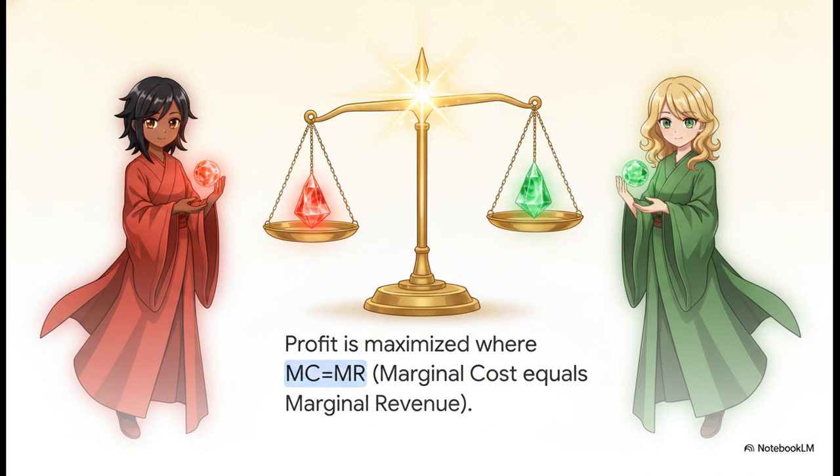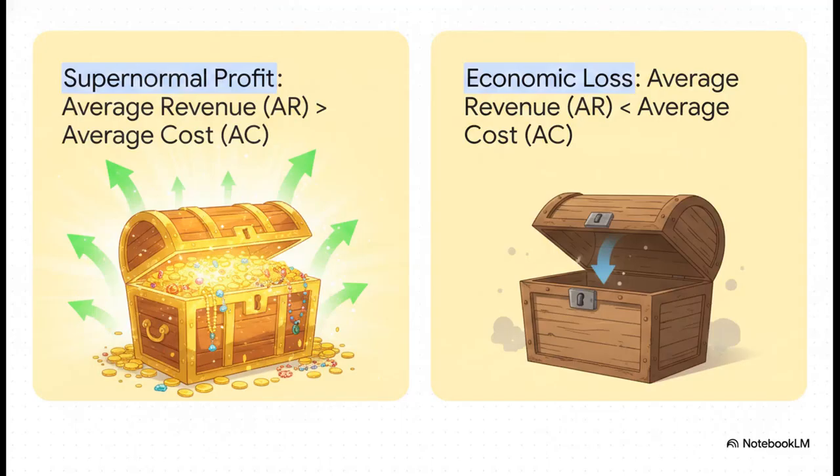Just think about the logic. If bringing in one more unit makes you more money than it costs to produce, you keep going. The absolute moment those balance out, your profit has peaked. Burn this formula into your brain. So once you've found that sweet spot, that MC equals MR quantity, how do you actually know if the business is turning a profit? You just compare average revenue to average cost.